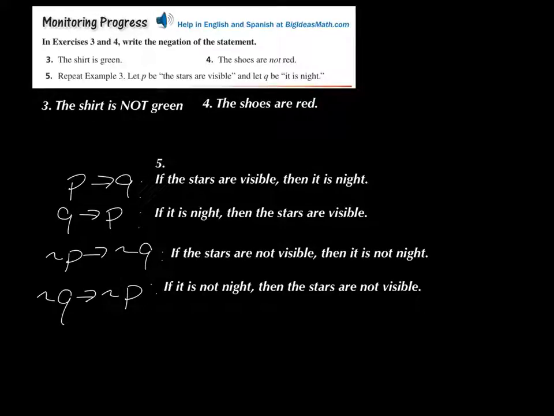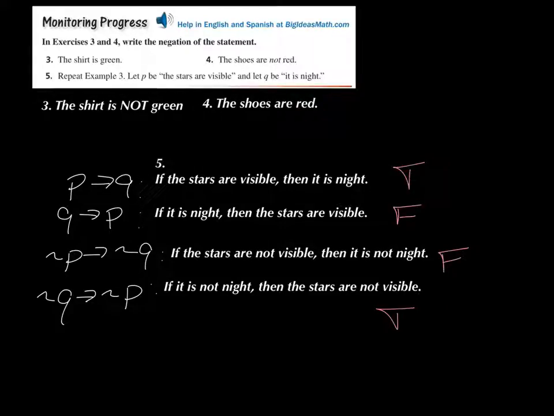So if the stars are visible, then it is night. I would say that's probably a true statement. If it is night, then the stars are visible. I would say that's false because they're not always necessarily visible. If the stars are not visible, then it is not night. I would say that's also false because they could be not visible and it could be nighttime, just cloudy. If it is not nighttime, then the stars are not visible, and I would say that's probably true. Again, there's some discrepancy there with the clouds and the sky, but I would say this would be the truth table.